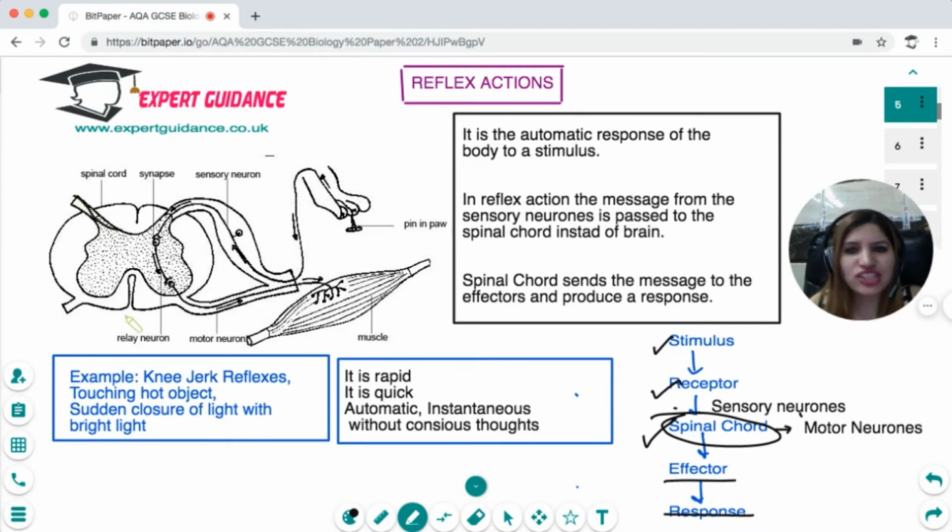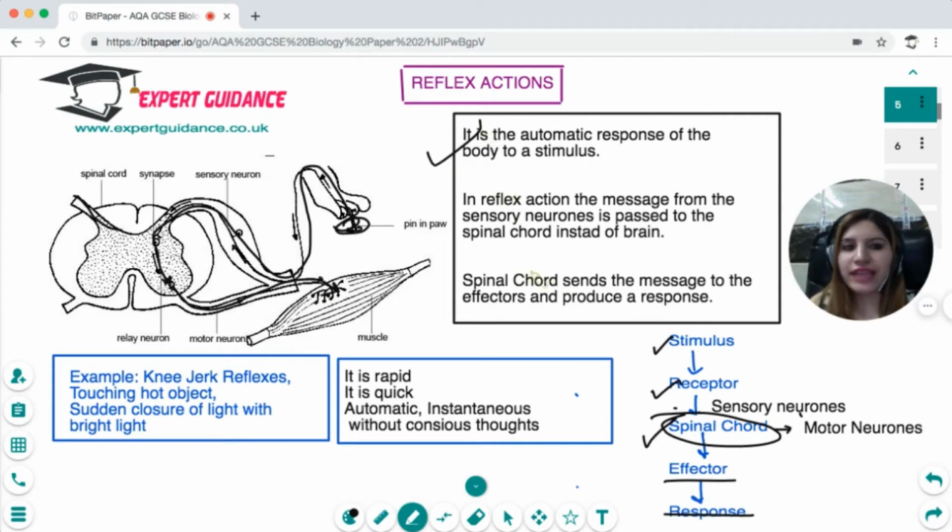It's like a head-shaped structure. And if you touch something sharp or hot, the message goes by receptors, via sensory neuron to the spinal cord. Spinal cord sends the message to the relay neuron. The relay neuron sends it to the motor neuron and to the muscle to remove the hand. So it is the automatic response of the body to a stimulus.